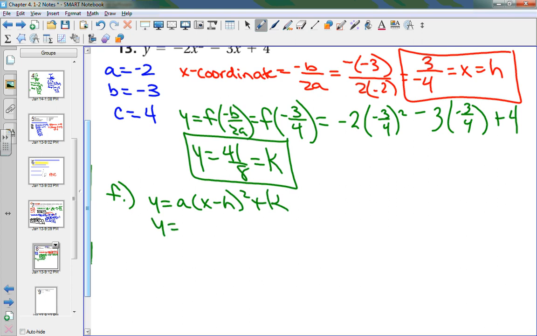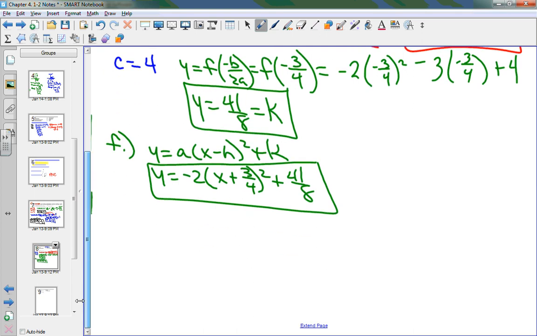So what's a? Negative 2. What's x? That stays. What's h? Negative 3/4, so minus a negative is a positive 3/4, sorry. Squared. And what is k? 41 over 8. This is your vertex form. Now, what's my vertex? Negative 3/4, 41 over 8. What's my axis of symmetry?